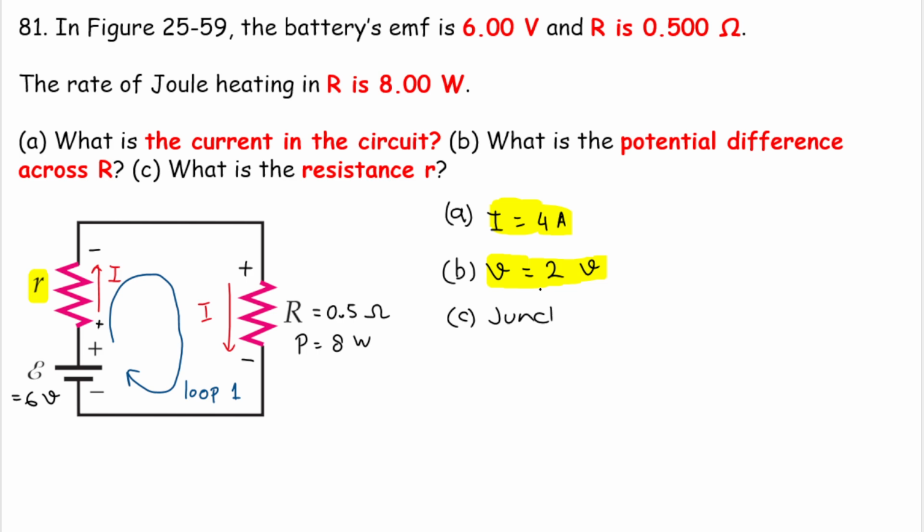Okay, so for question C, we need to do the loop rule at loop 1. The loop rule says that the sum of the voltages in a loop equals 0. Good. Let's start from this battery, with the loop entering from the negative terminal. So I will have minus 6. And then we move on to this resistor here, with the loop entering from the positive terminal, so I will have plus.